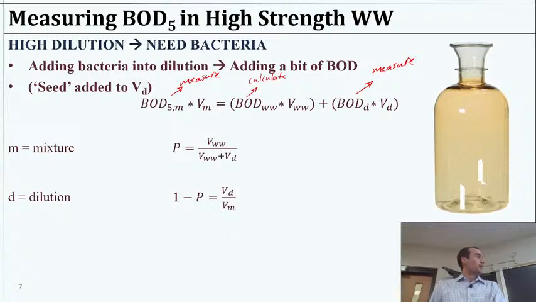Okay, so then we have M as the mixture here, so we're going to measure the mixture. On the side, we're going to have a second bottle to measure the dilution. And one thing to note here, P is obviously this dilution factor, but we can also rearrange P a little bit. We can say 1 minus P turns out to be V_D divided by V of the mixture. So we'll use that in a moment to simplify and solve for BOD wastewater.